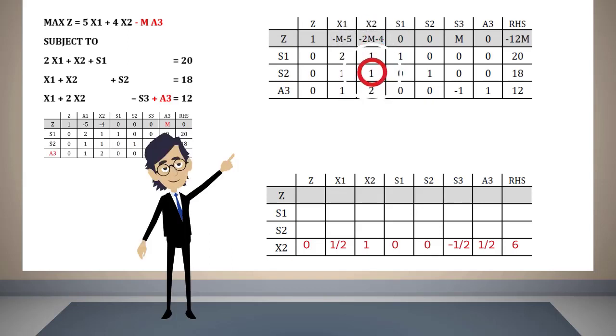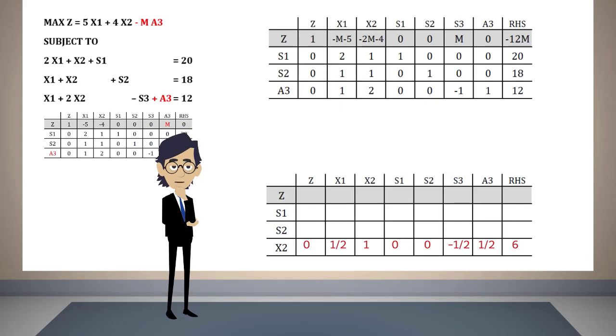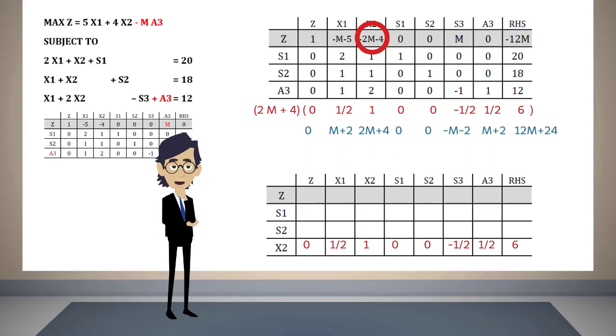To convert the -2M-4 to 0, we must multiply the pivot row by 2M plus 4. This multiplication will give us the following results: 0, M plus 2, 2M plus 4, 0, 0, minus M minus 2, M plus 2, and 12M plus 24. Now we add this to the objective function row and transfer the result to the objective function row of the new table.